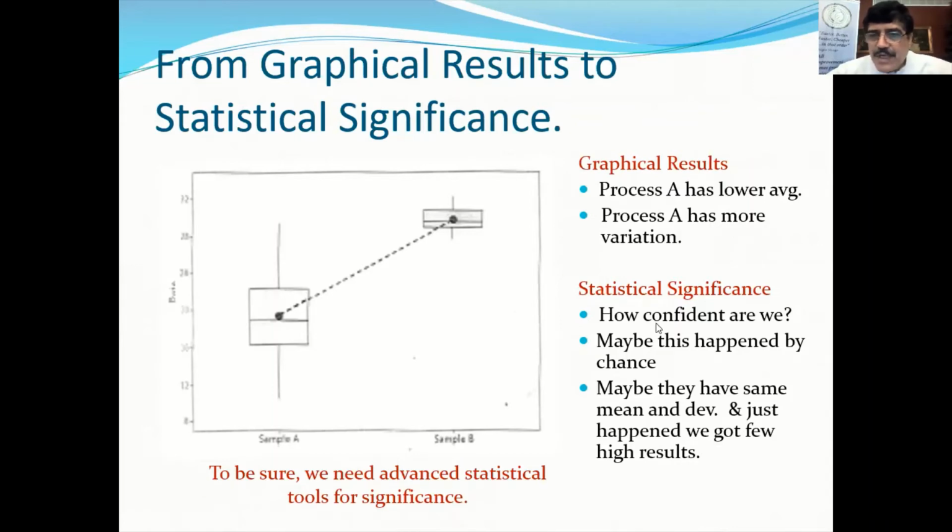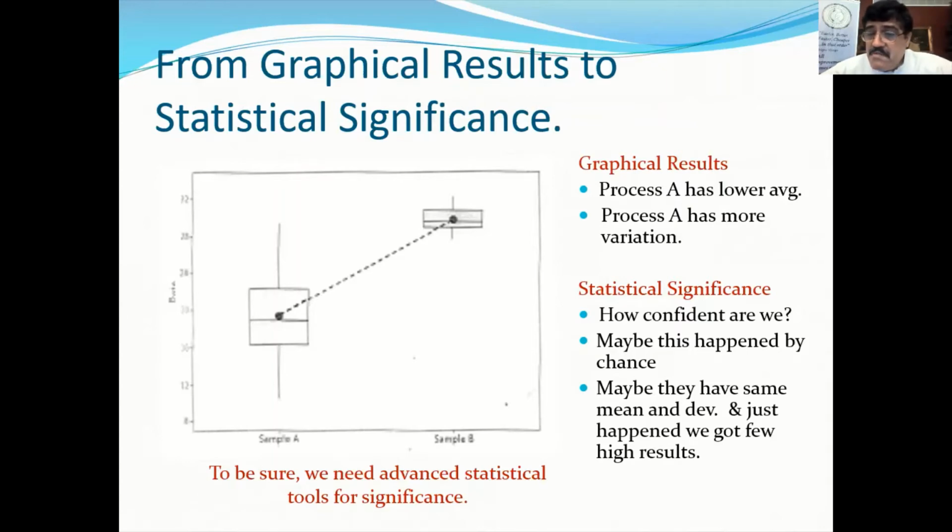But when we make a conclusion like this, how confident are we? You know, this is only graphical. We're looking at a graph. So how are we sure that this did not happen by chance? So maybe there's a pure chance here.